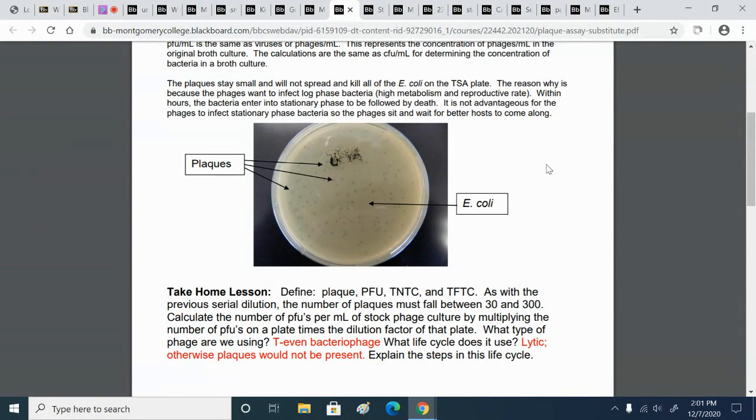Right, so the viruses want young, healthy, metabolically active cells, and those cells are occurring in log phase. And log phase doesn't last very long under ideal conditions, and the bacteria actually start entering into stationary phase, soon to be followed by death, and it's not the kind of cells the viruses want. And so the plaques form during log phase, and then they stop. They don't continue to grow and spread.